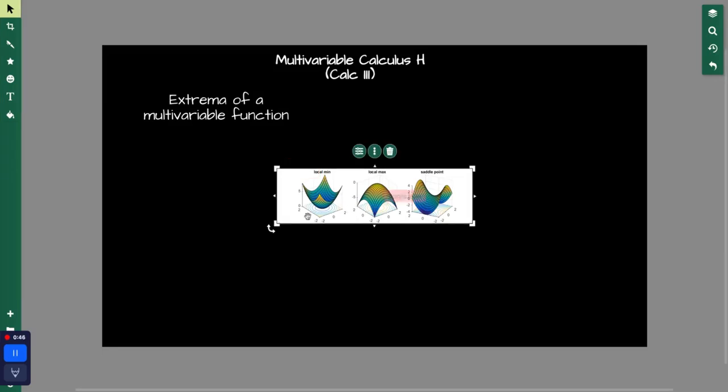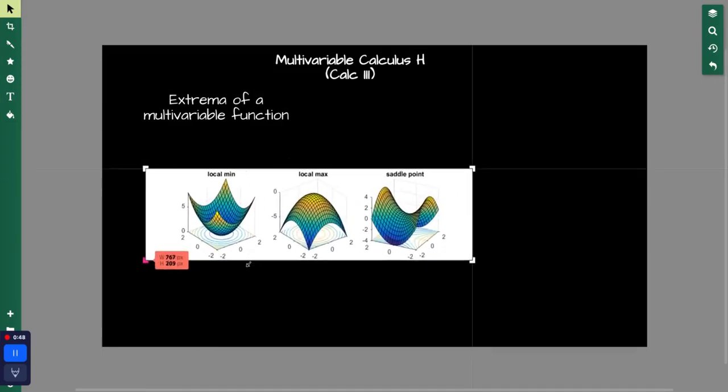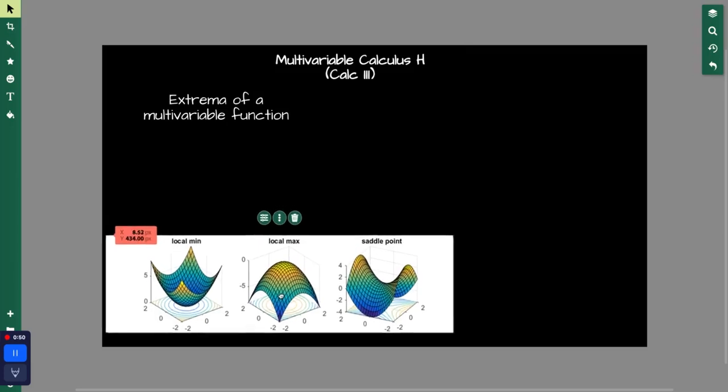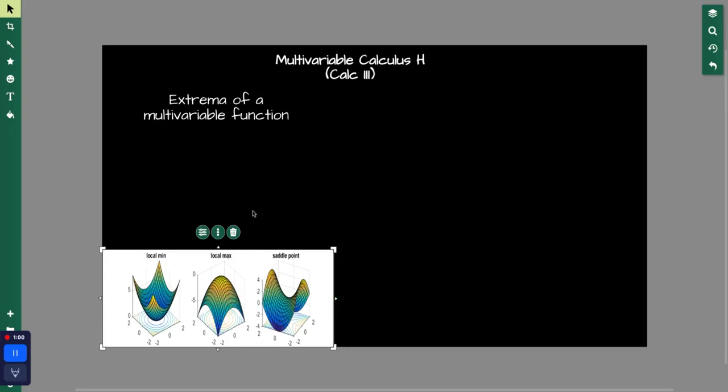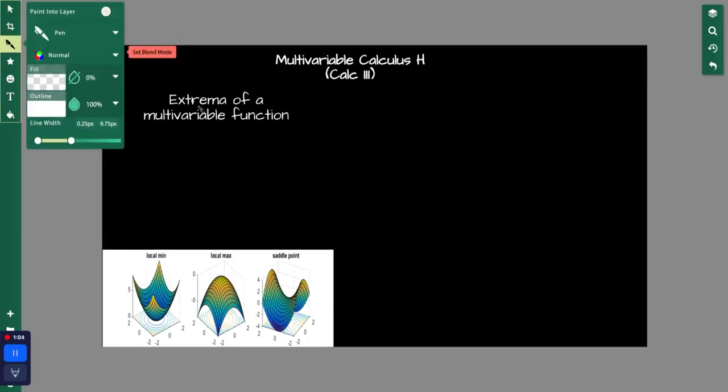This shows you how in multivariable calculus you have local minimums, local maximums, and of course saddle points where it is neither a minimum or a maximum. And you can see how to calculate these by the end of this video. So let's get right into it.